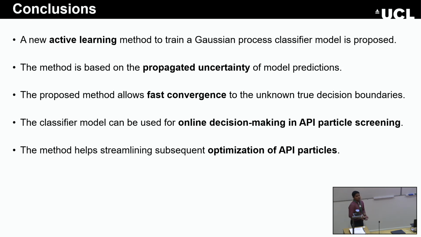It also streamlines the subsequent optimization because it eliminates the region where there is fouling, because when we measure the particle size in those regions, it is also affected by the fouling. So constrained optimization of API particles can also be designed based on the feasible region identified using the classifier model.